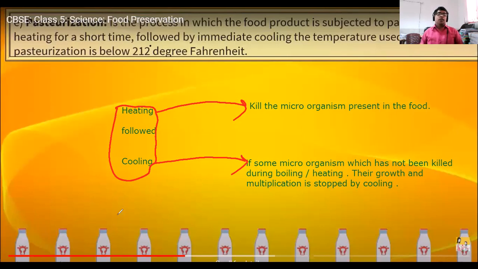So you would have seen different milk products which you consume in your home. Also, you will see Amul milk. It is a pasteurized toned milk. You go through the label of the Amul milk and you will find it written there: pasteurized.